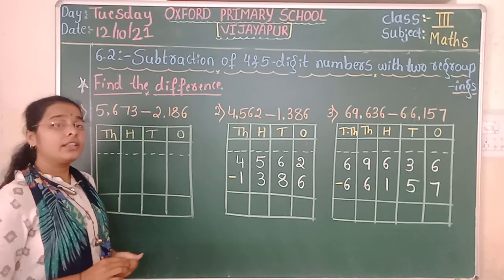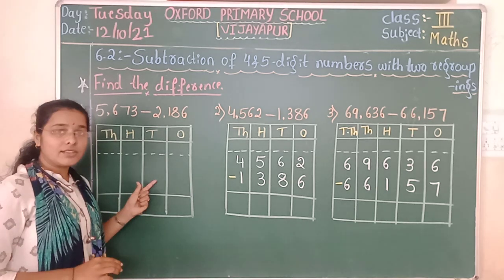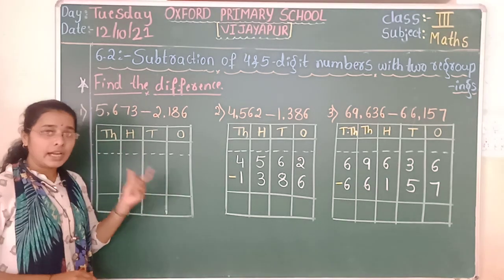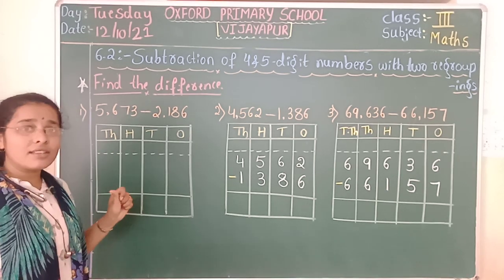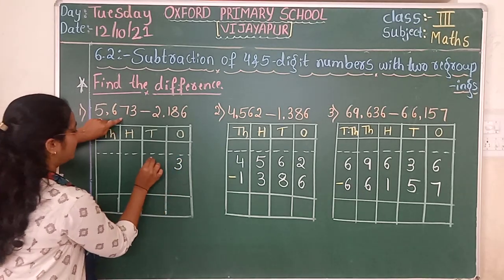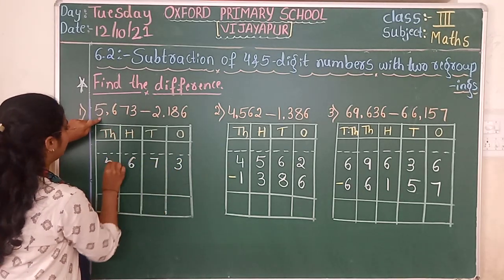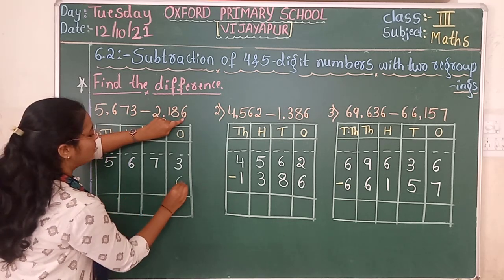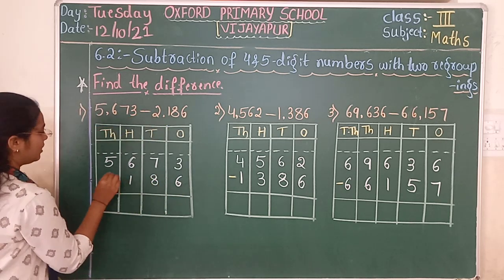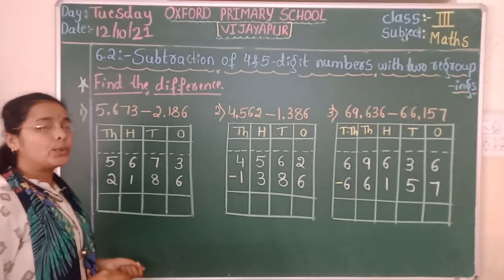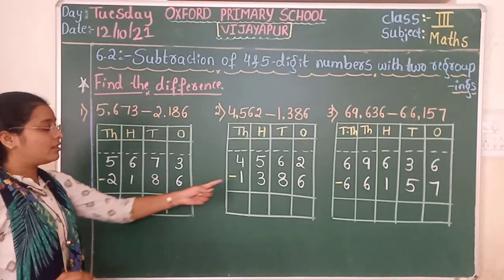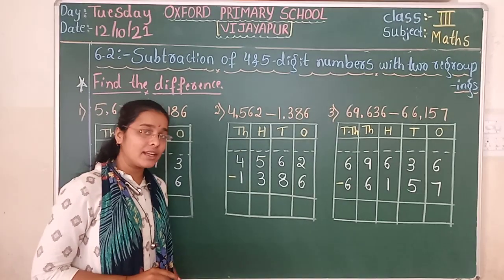By seeing this question, at first we have to make a column like this. By seeing how many digits the number has, we have to make that many columns. Then we have to arrange these numbers in the columns: ones place digit, tens place, hundreds place, thousands place. Next, the second number's ones place, tens place, hundreds place, and thousands place digit. Then don't forget to keep this sign. This is the sign of subtraction, the minus sign.